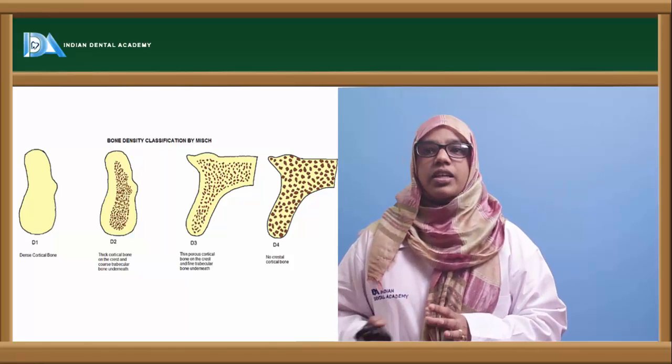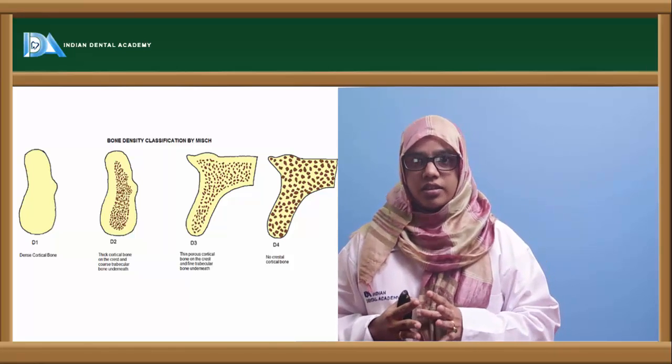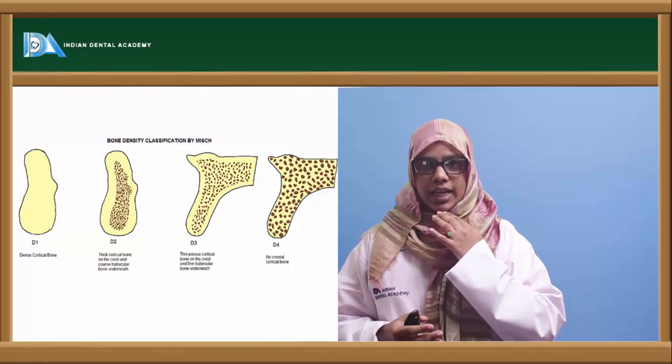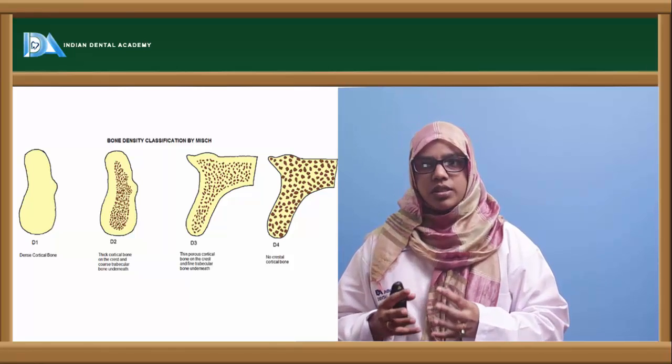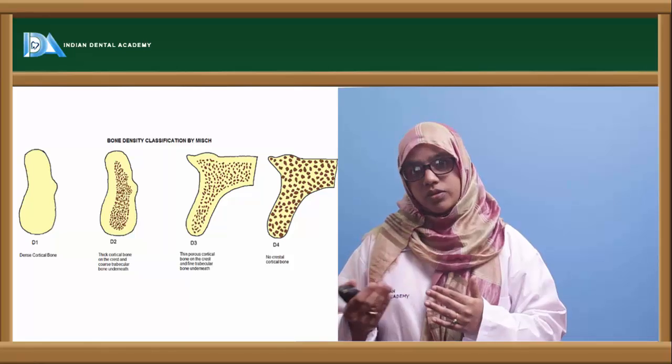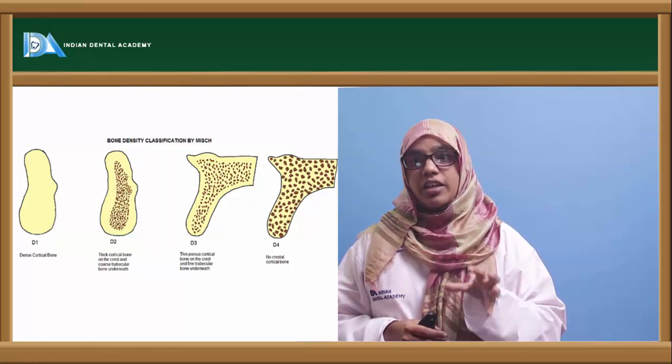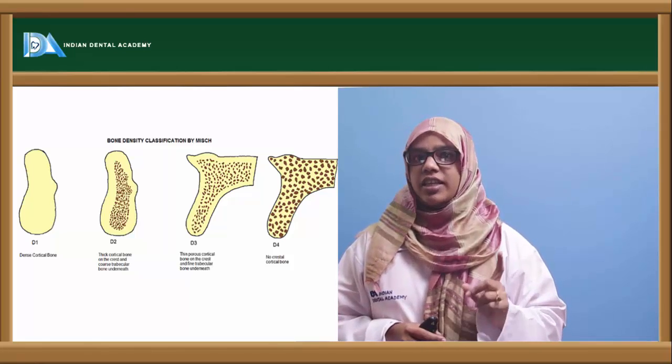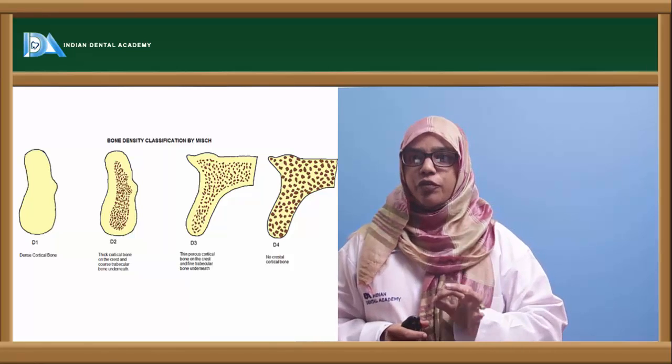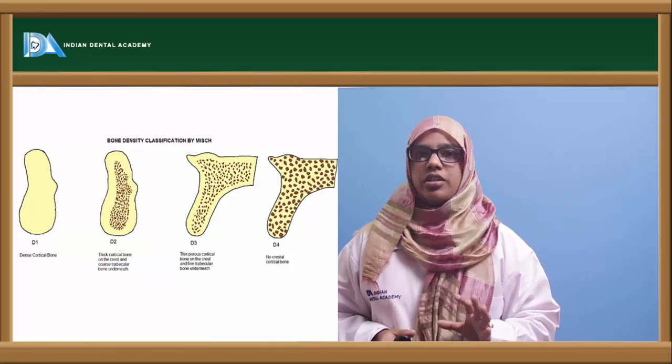This is a diagrammatic representation. D1 is the dense bone, more commonly seen in the anterior mandible. D2 is thick cortical bone that is seen in the posterior mandible. D3 is seen in the anterior maxilla, and D4 is more commonly seen in the posterior maxilla.